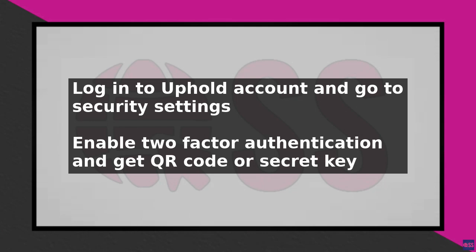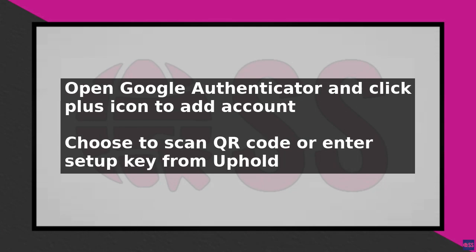Next, open Google Authenticator on your mobile device. If you do not have it installed, download it from the App Store. Once you have opened the app, click on the plus icon to add a new account. You will be given two options: to scan a QR code or to enter a setup key. Choose the option that matches the information provided by Uphold.